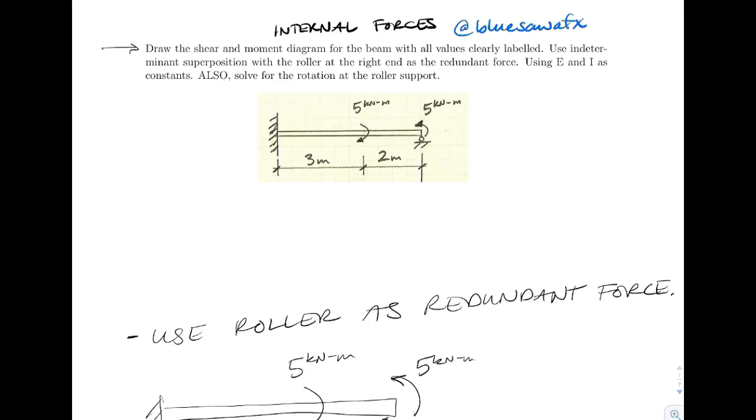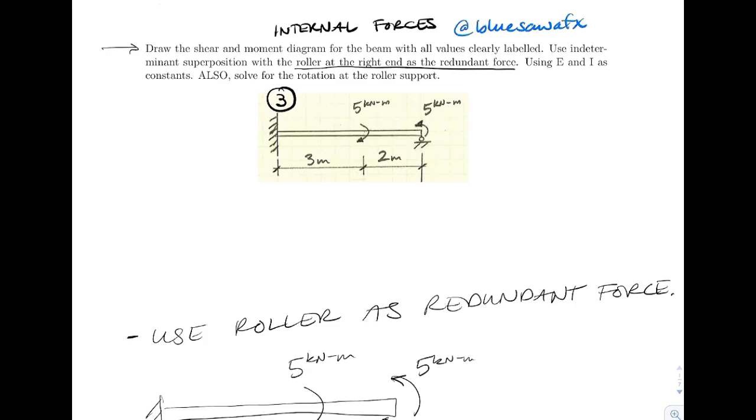And in the problem statement, it tells you that this is an indeterminate beam and you're supposed to use superposition. And we're even going to use the roller at the right end as the redundant force. But let's unwind for just a moment here. How do we know it's indeterminate? Let's look over at the wall.